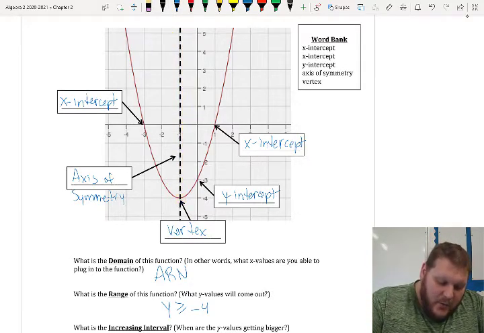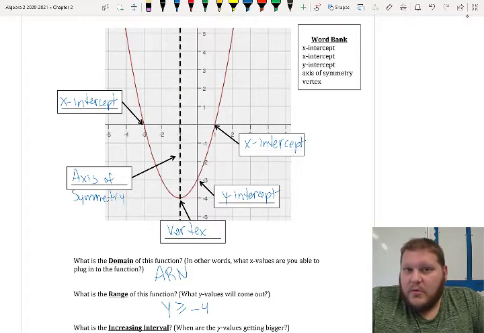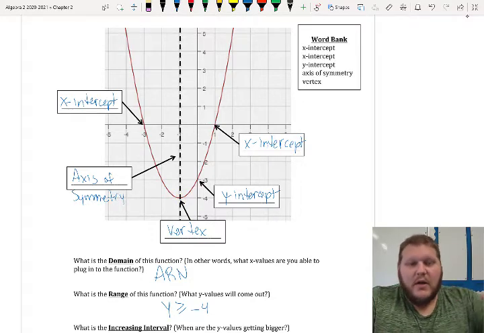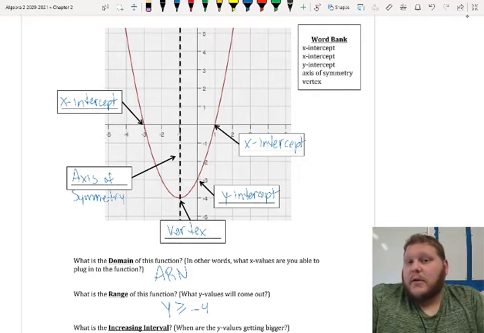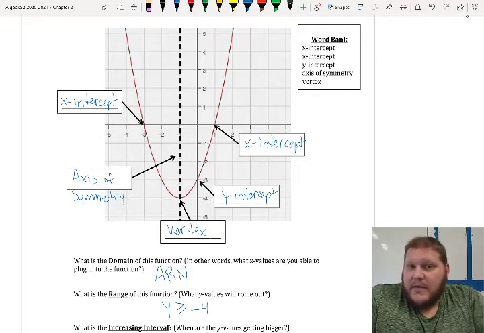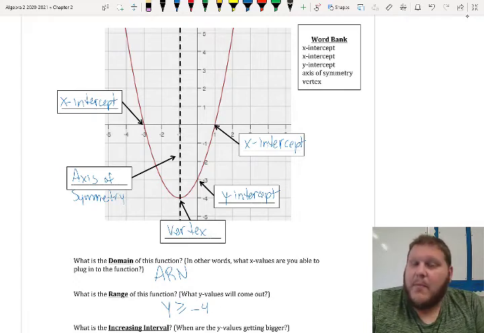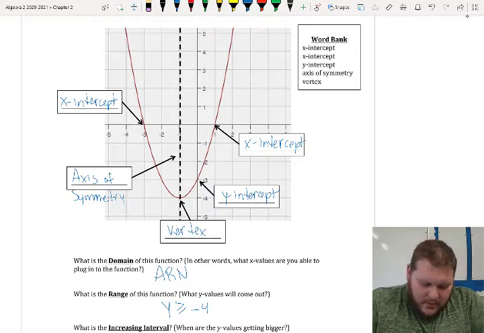You're always going to have your y value either greater than or equal to the y value for your vertex, or if it was a downward opening parabola, you would have y is less than or equal to whatever the y value is for your vertex. So those are the main ones. Those are the most important ones that we'll continue utilizing throughout the school year.